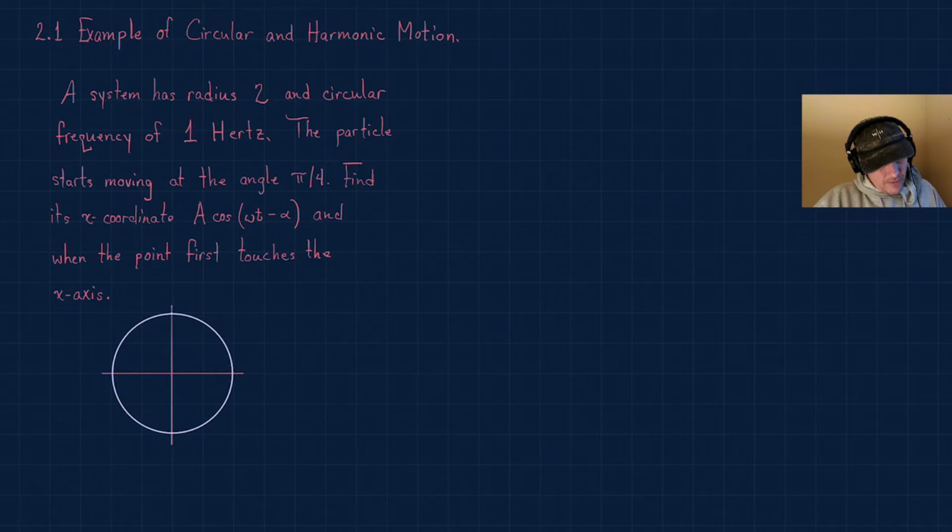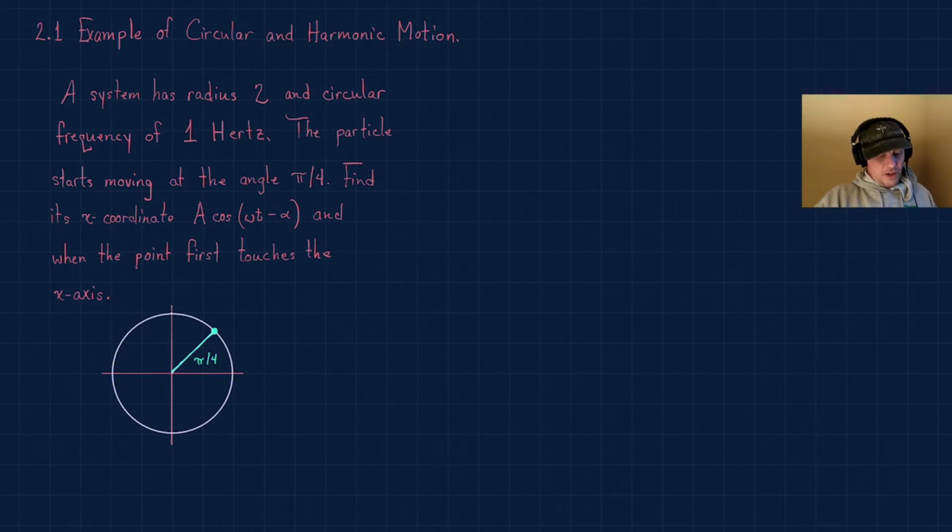hertz. We'll talk about that. The particle starts moving at the angle of pi over 4. Well, let's draw that. So that means that I have a particle here that starts out right there. That is my particle. I probably should have made it in a more bold blue there. That's better. Okay, so that is where my particle starts its journey. It's in circular motion, and this is the angle of pi over 4 that it starts at.